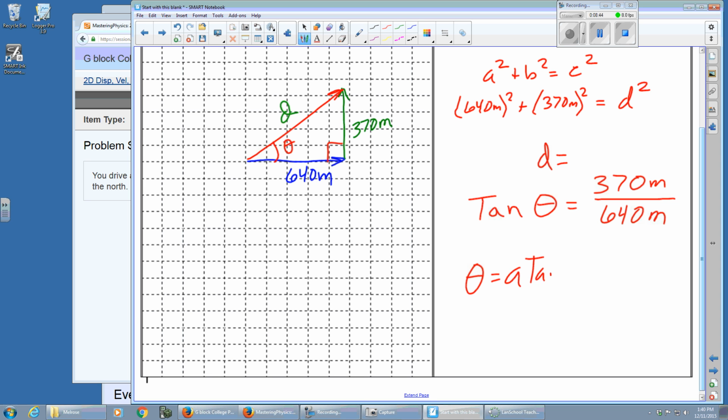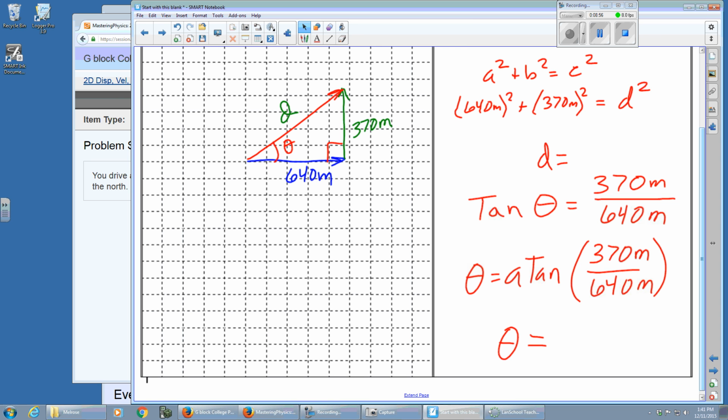Arctan of 370 meters over 640 meters, and that will get me theta. On some calculators, I don't say arctan as much as I say inverse tan. You notice on some calculators it's tan with the exponent -1. That means the same thing as arctan, you just say it inverse tan.